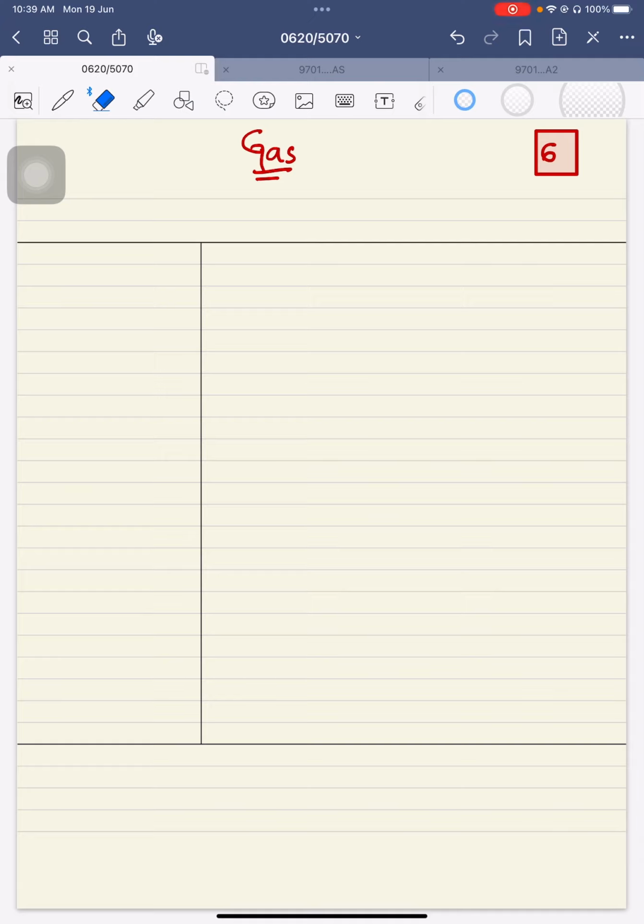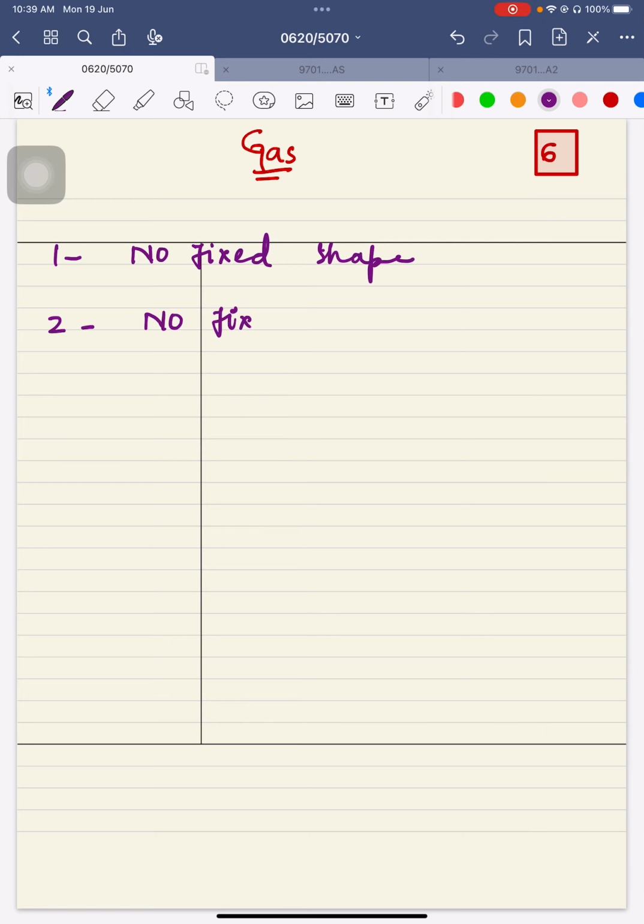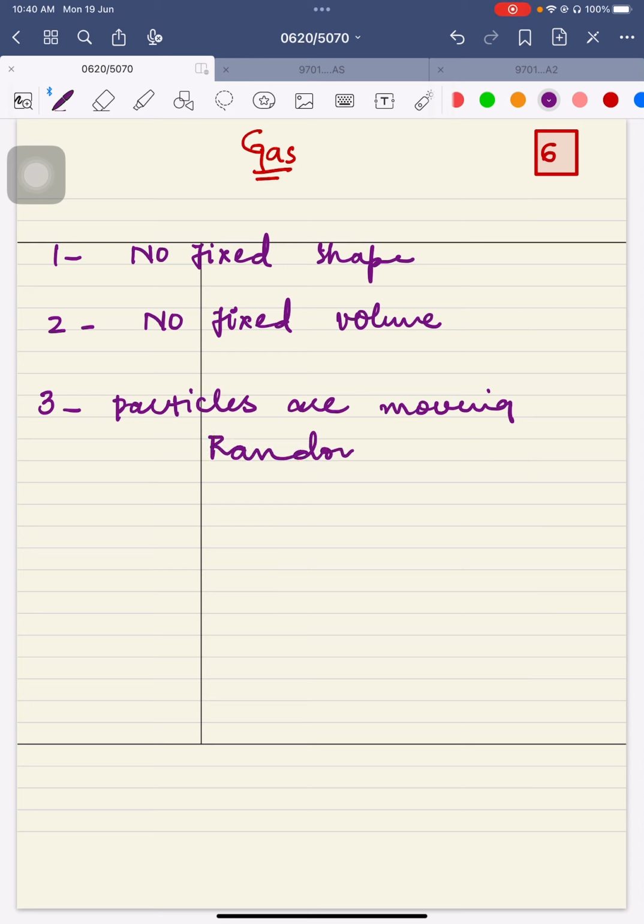Okay, so I am writing point number one: no fixed shape. Number two: no fixed volume. Number three: particles are moving randomly. Rotational movement.